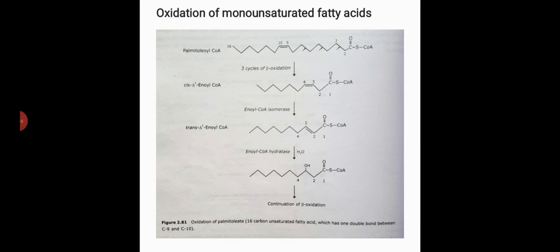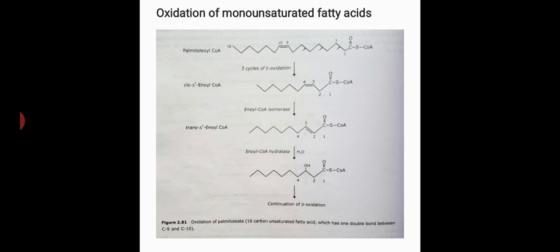Beta oxidation of unsaturated fatty acids. First, the monounsaturated fatty acid. The pathway of beta oxidation of unsaturated fatty acids is the same as that of saturated fatty acids until the double bond is reached.